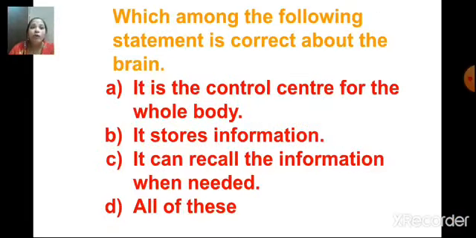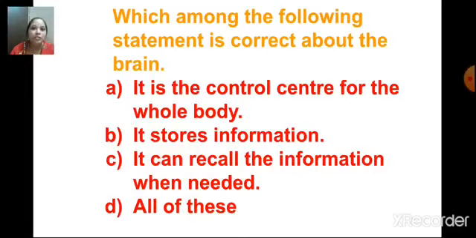Which among the following statement is correct about the brain? A. It is the control center for the whole body. B. It stores information. C. It can recall the information when needed.